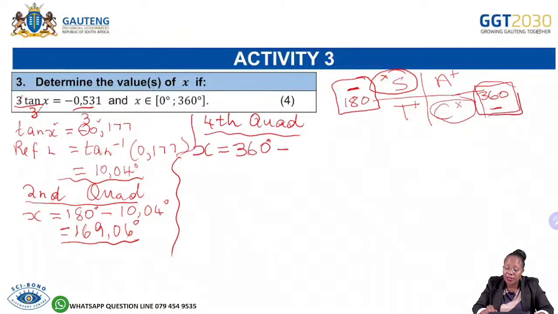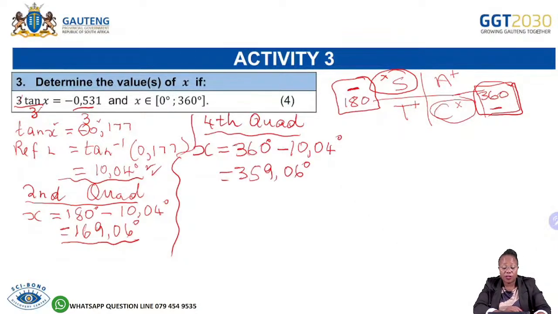We are taking that reduction, and then minus what? Our reference angle 10.04 degrees. And then 360 minus 10.04 degrees, that means it will be 359.06 degrees for that. So that is the value of that angle.